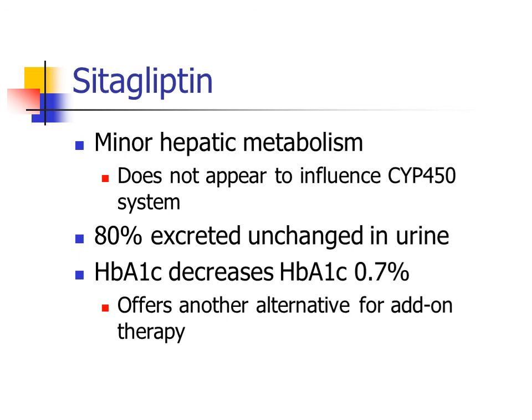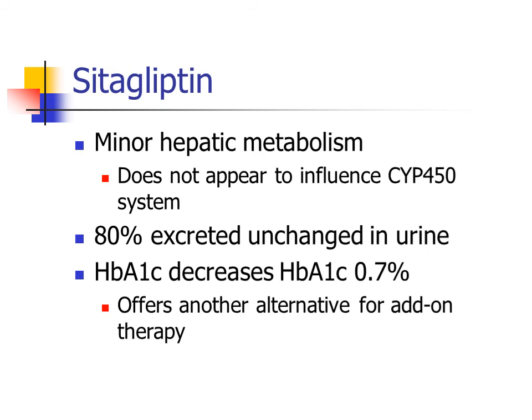A little bit about the pharmacokinetics of sitagliptin. It's minorly hepatically metabolized, and it doesn't appear to influence the P450 system, so drug interactions on that level are few, if any. It's 80% excreted unchanged in the urine, and just to give you some perspective, an average HbA1c decrease is approximately 0.7%.